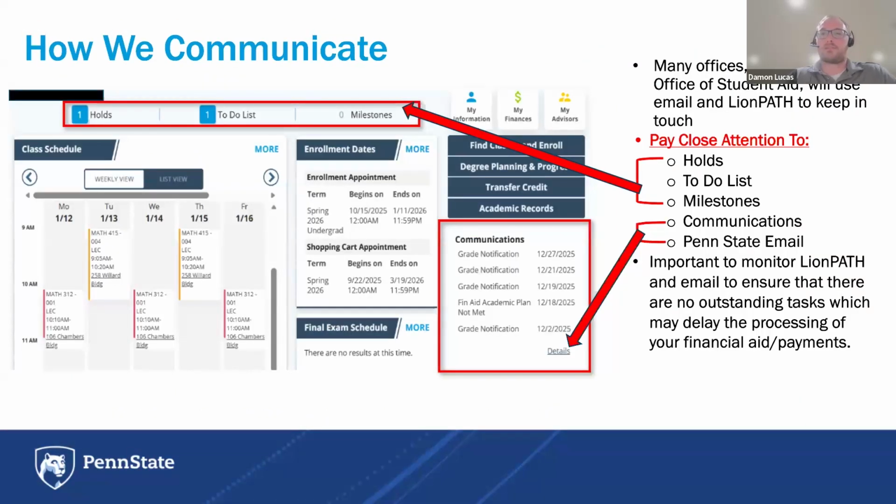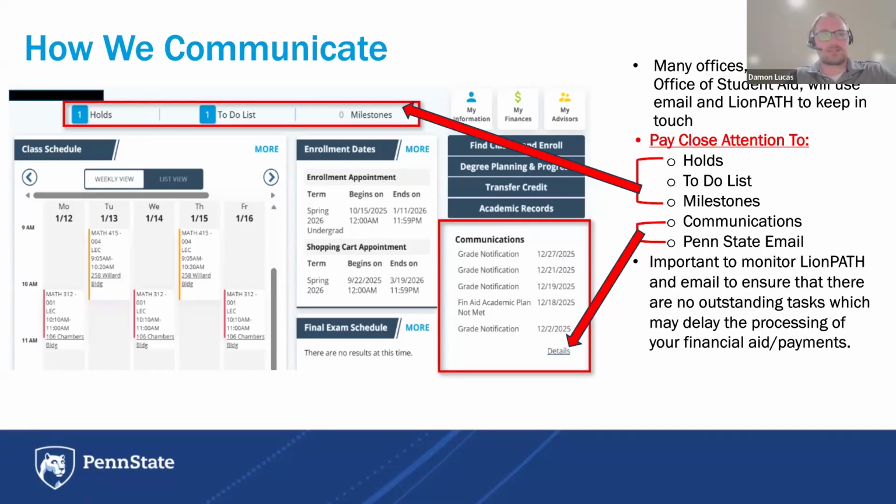So, how do we communicate with students? Many offices, including our own, will use email and LionPath to keep in touch. You may have been barraged by emails already, so definitely check your spam folders too, because sometimes those emails go there. We will use your Penn State email, so that might not be fully open yet, but definitely check it if you have access, as that's how we'll communicate with you. A lot of offices will use your Penn State email or LionPath to post information.